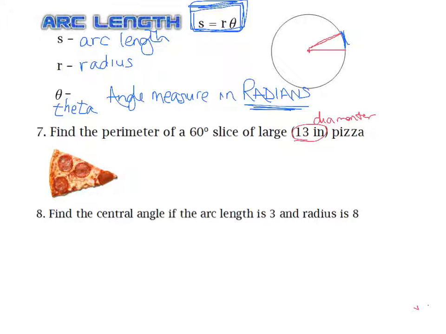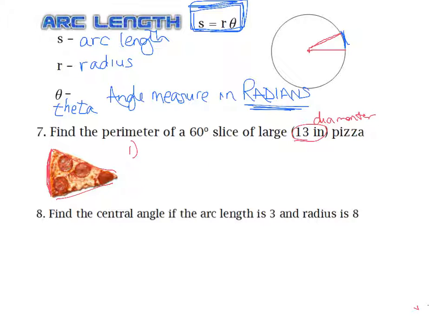We're going to look for the perimeter of this entire thing. Not only will we need to find the arc length, we'll have to look at the other sides as well to get the full perimeter. But let's start with arc length. In order to use my arc length formula, I need to know the radius, which I can figure out, but I need to know my angle measurement in radians. And I know my angle measurement in degrees. Let's do a quick conversion.